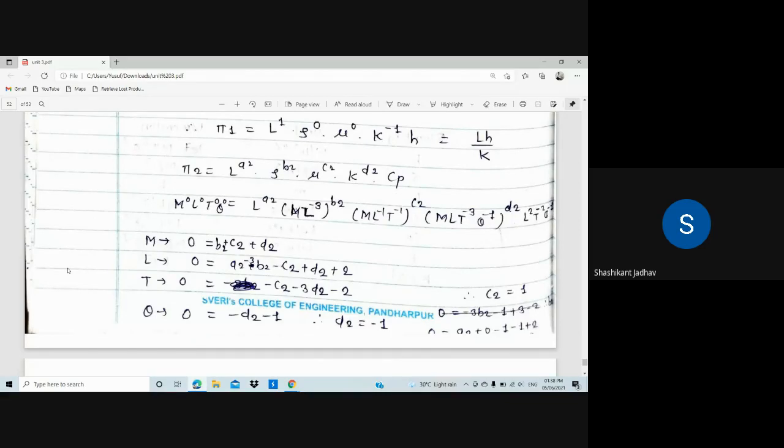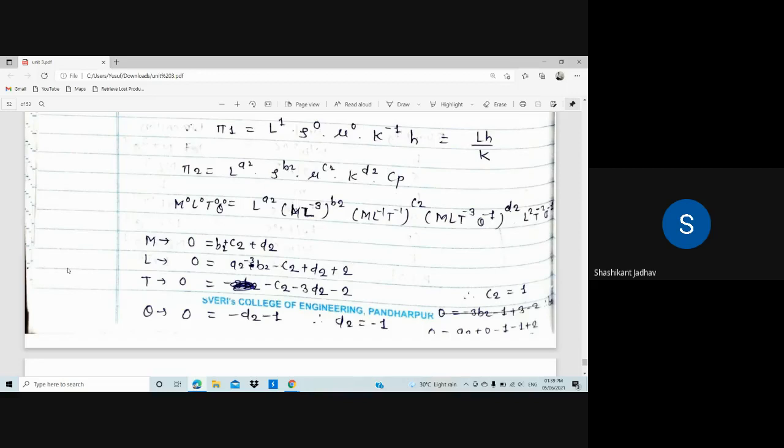L into h divided by k. This is the pi1 term. Then what is the pi2 term? Pi2 is equal to L raised to a2, rho raised to b2, mu raised to c2, k raised to d2 into cp. Put the values of dimension into this equation and compare the powers of m, l, t, theta and find out the values of a2, b2, c2 and d2.